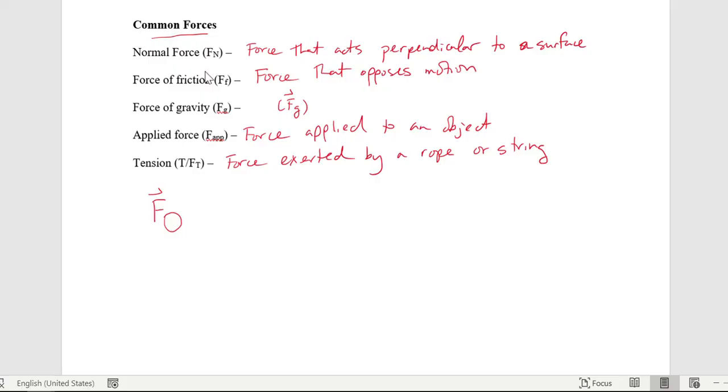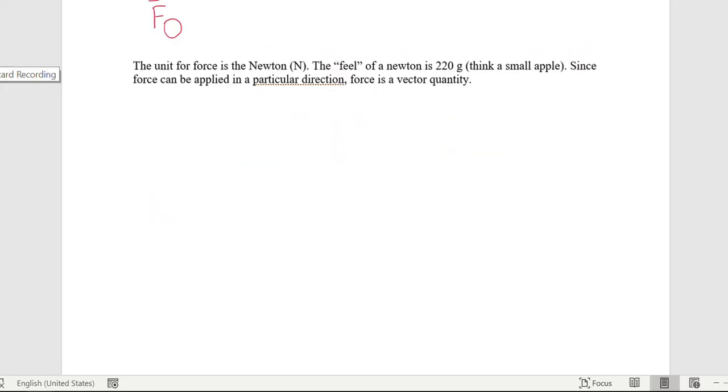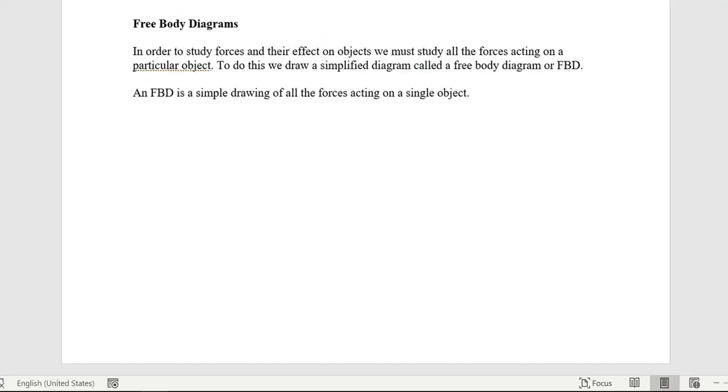Okay? The unit for the force is named after Sir Isaac Newton, and therefore it's called a Newton. So the unit of force is a Newton, and we use the letter N right here, a capital N, to represent it. The feel of a Newton, if you want to think about it, is about 220 grams, or about a small apple. So if you pick up an apple and sort of feel the heft of it, that's about a Newton. And it's a small apple, not those gigantic Honeycrisp apples or anything like that. A smaller apple. All right, and when we're in class, we'll take a look at it. Since the force can be applied in a particular direction, as I said, force is a vector quantity.